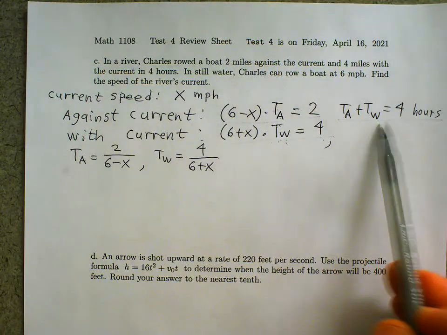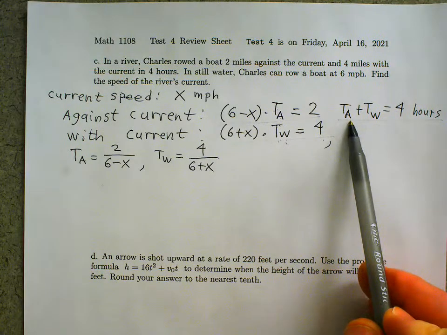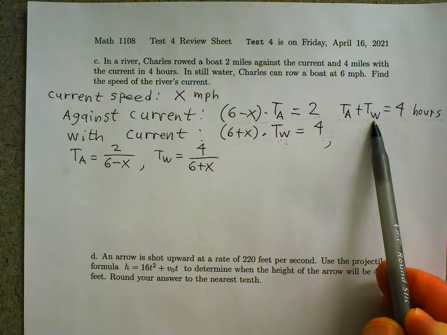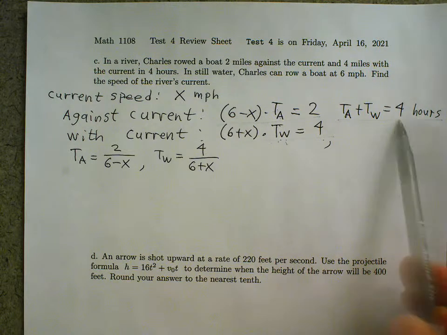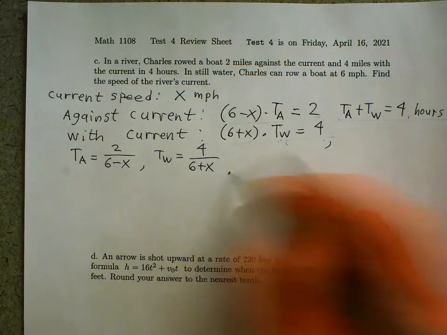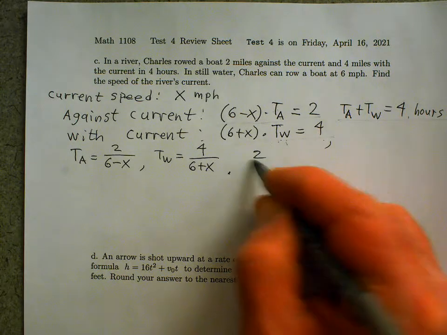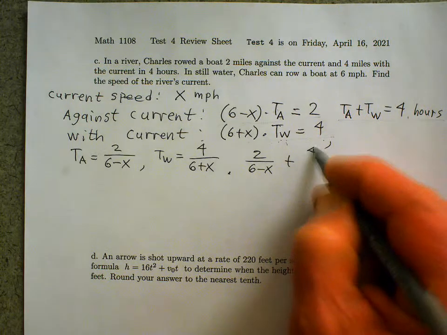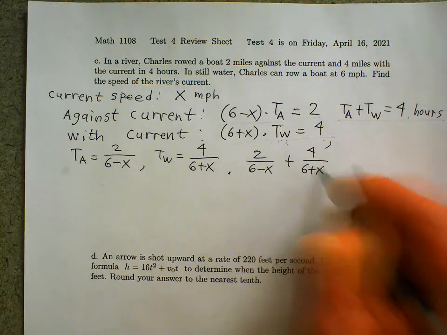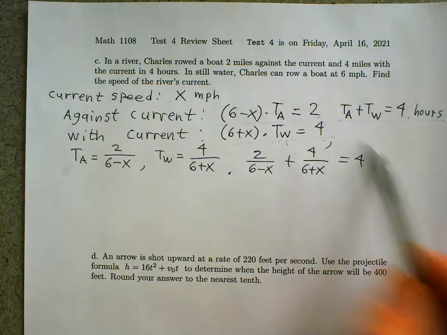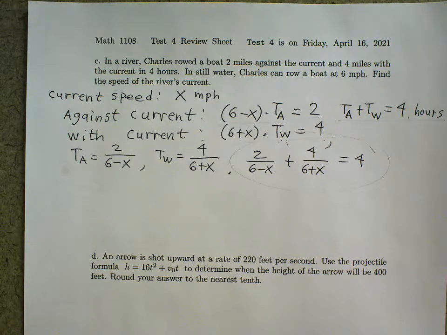And then in this equation, we replace t sub a with 2 over 6 minus x, replace t sub w with 4 over 6 plus x, and set them equal to 4. So our equation is 2 over 6 minus x plus 4 over 6 plus x equals 4. Here is our equation whose only variable is x.